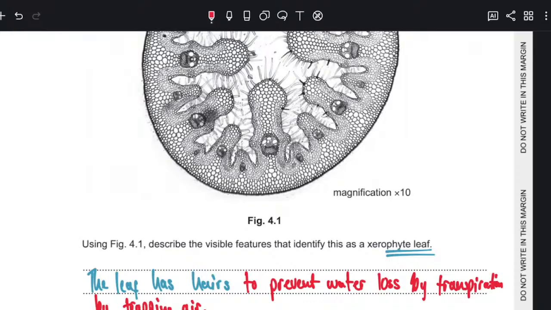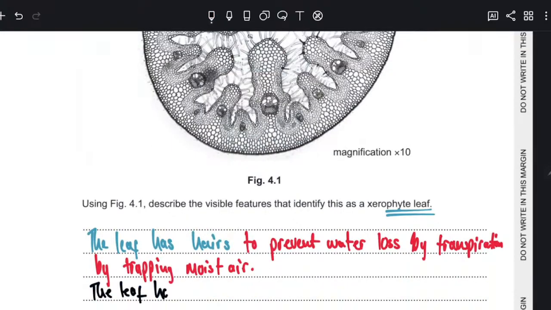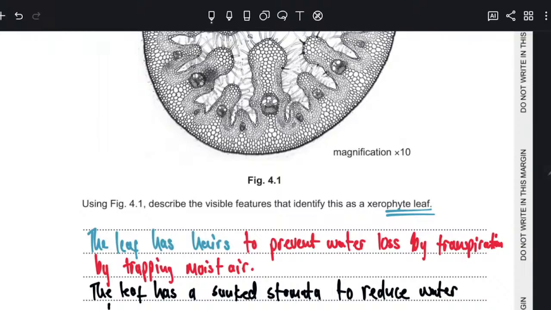Then here, second, we can now say the stomata. The leaf has a sunken stomata. What did we say it does? To reduce water loss. What else can you say? Instead of sunken stomata, you can say rolled leaves. It's a rolled leaf to reduce water loss.